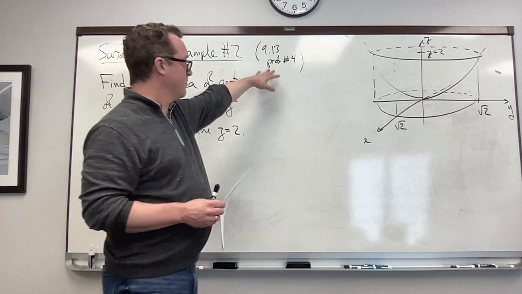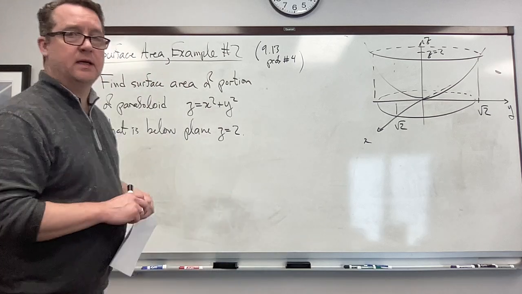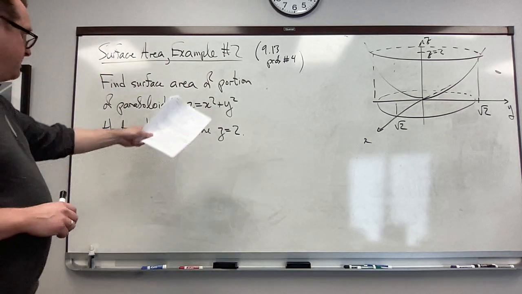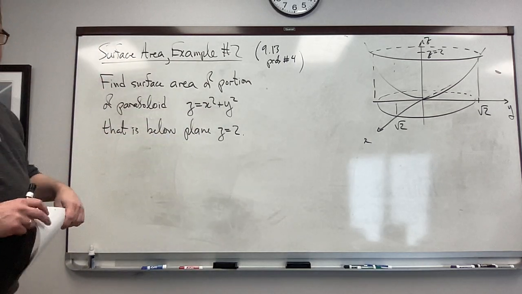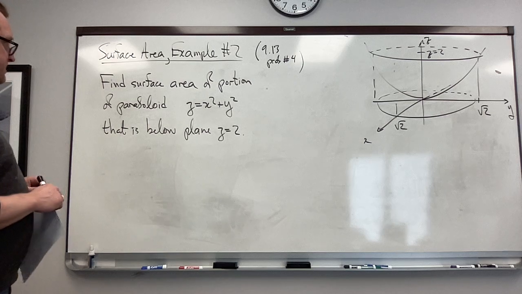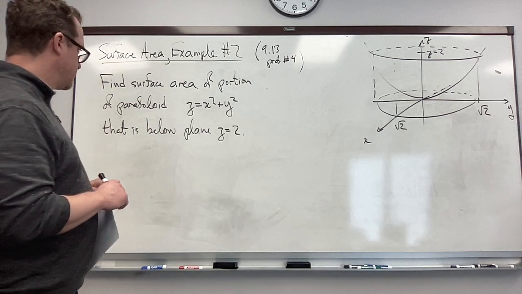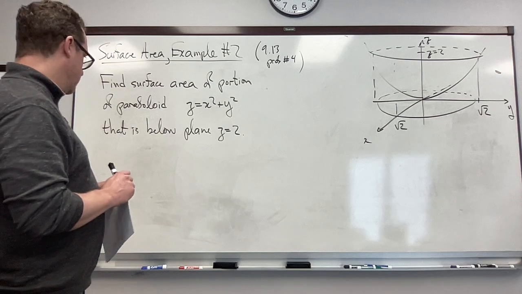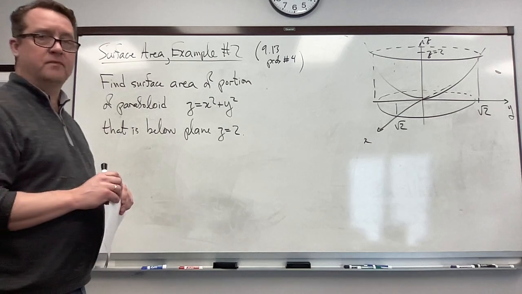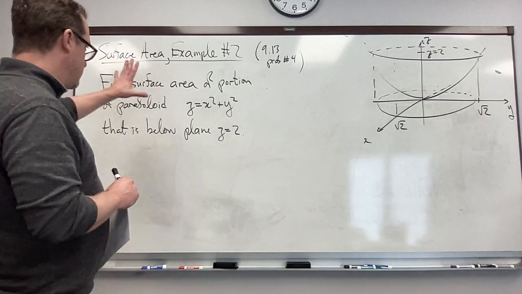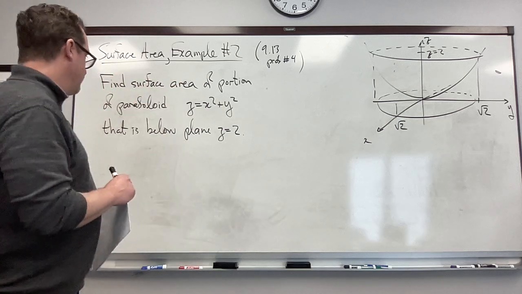This is actually problem 4 from section 9.13 in the textbook. Right, you would say the following. This would be maybe all you would be given in a problem like this, right? It says find the surface area of the portion of the paraboloid z equals x squared plus y squared that is below the plane z equals 2. Okay, so that's enough to go on.